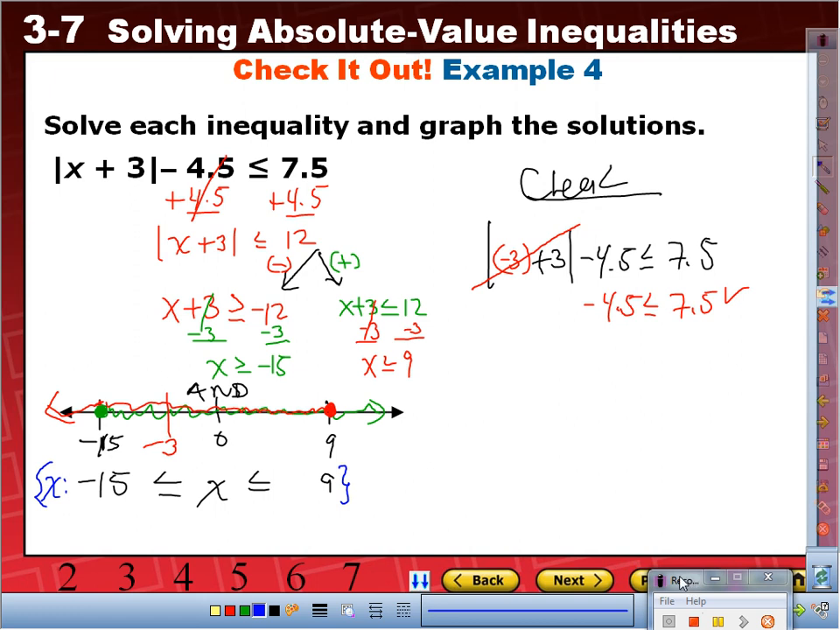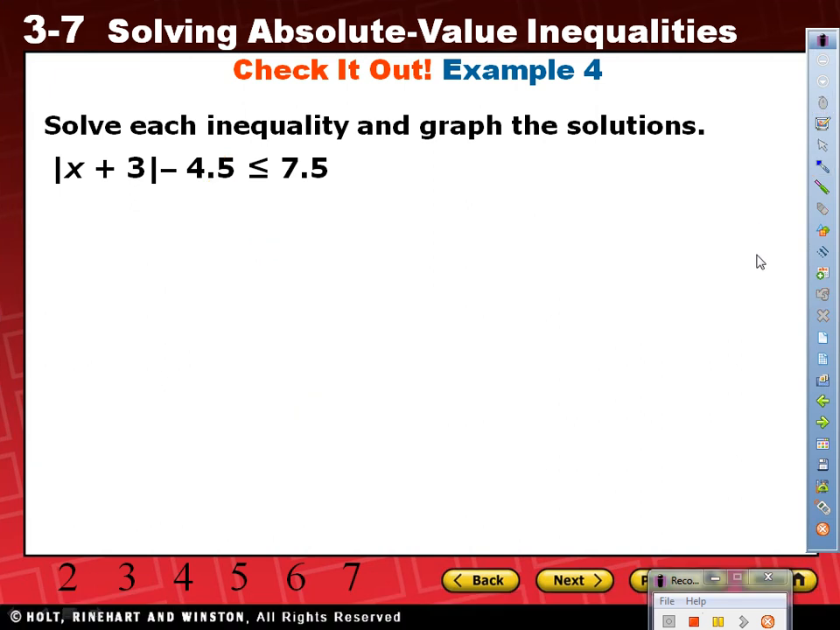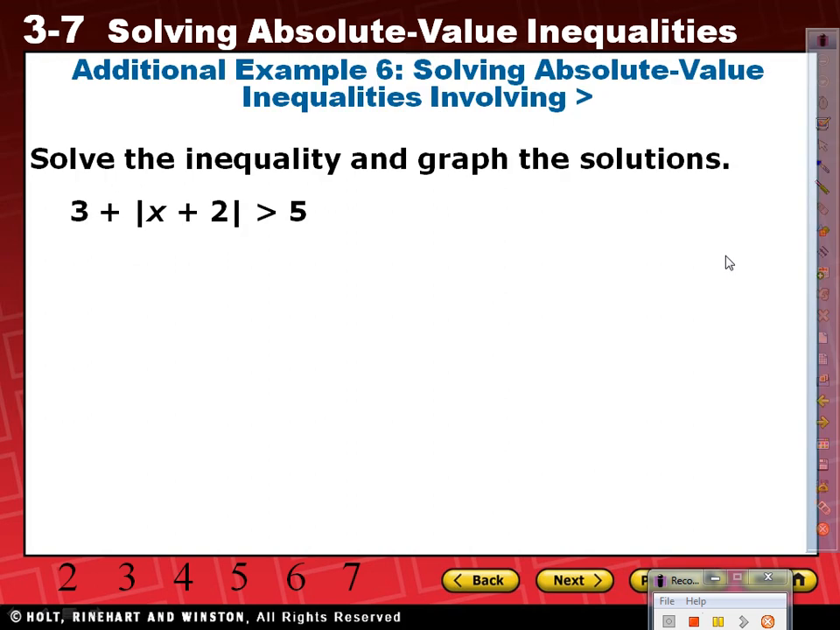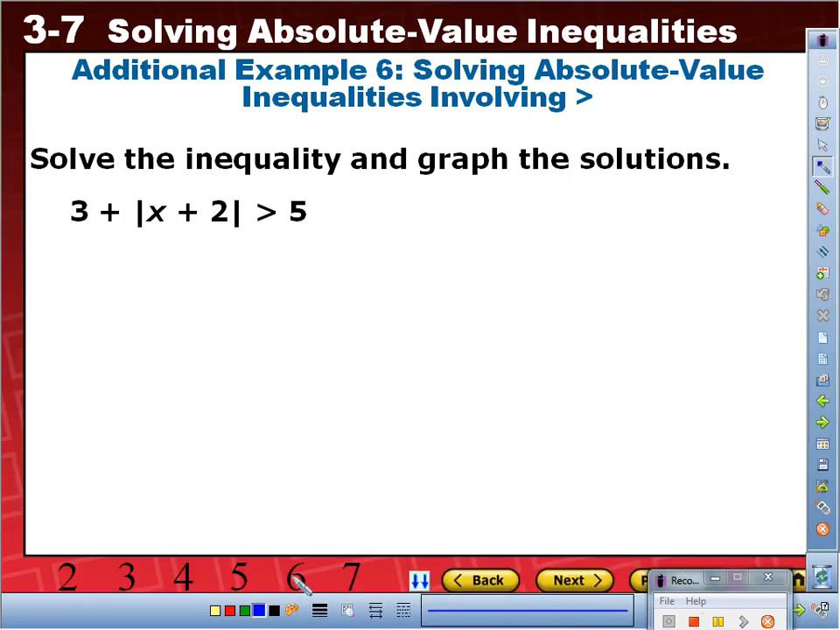All right, now this next one, I want you to copy it on the right-hand side at the top from the very beginning. Here it goes. Copy this one, please. 3 plus absolute value x plus 2 greater than 5. Okay, let's solve this one together.